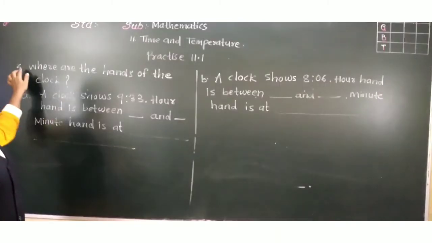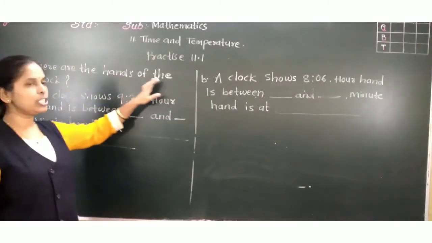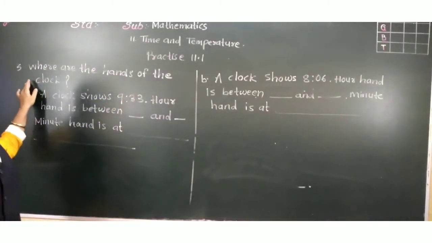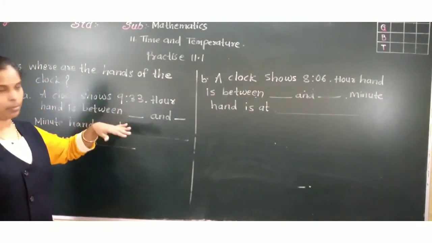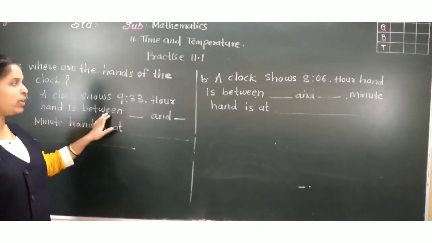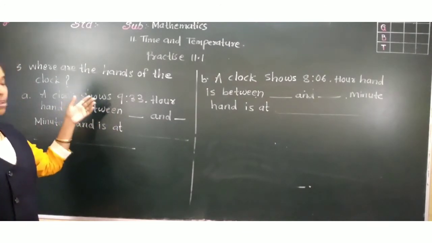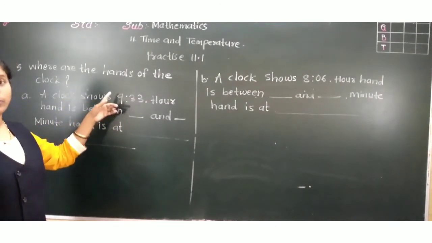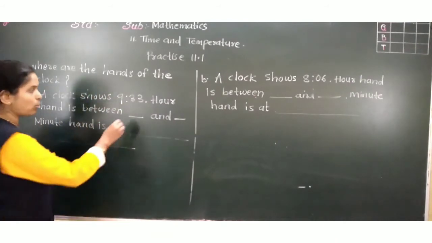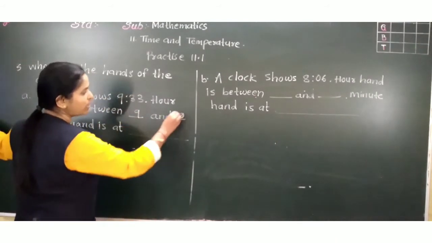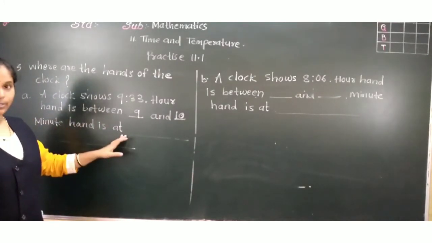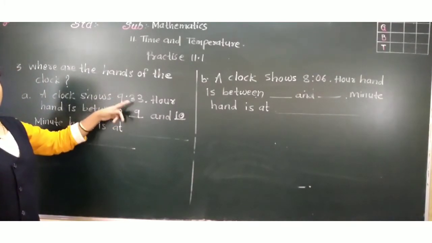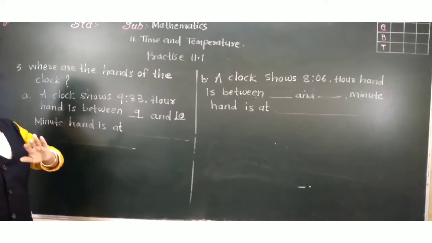Okay. Now question number 3. Where are the hands of the clock? A clock shows 9:33, means 9 hours 33 minutes. Where will be the hour hand? Our hand, it will be between 9 and 10. That means 9 o'clock over. So our hand will be in between 9 and 10. Minute hand is now at 33. That is 30 plus 3, 33.